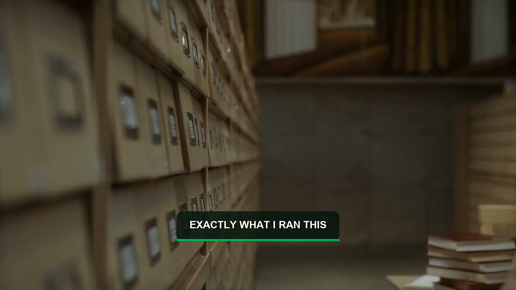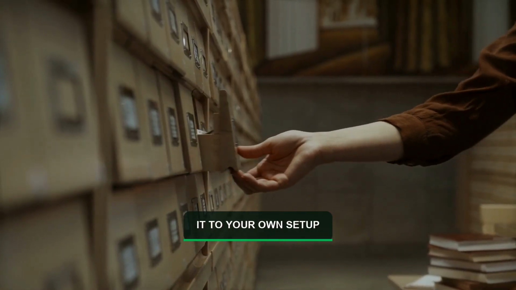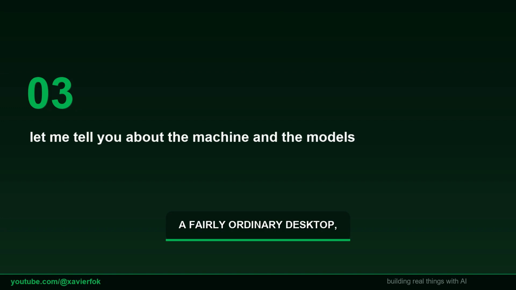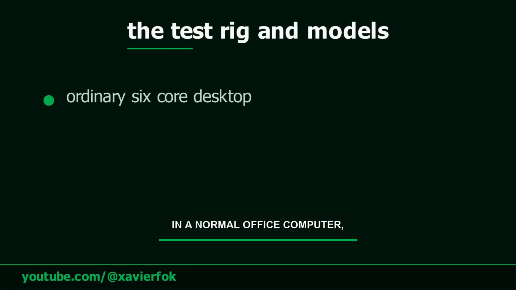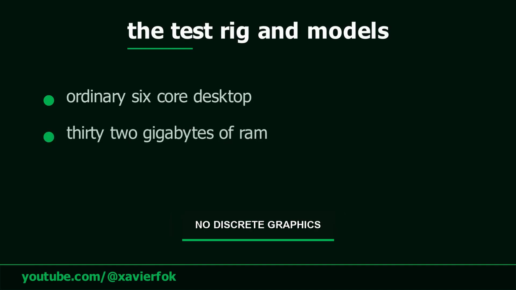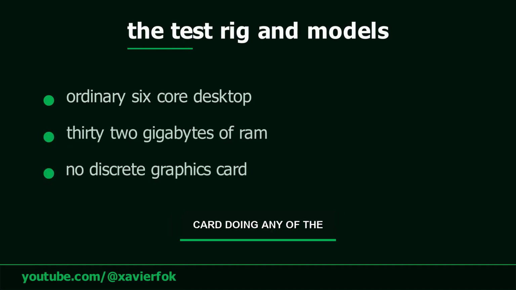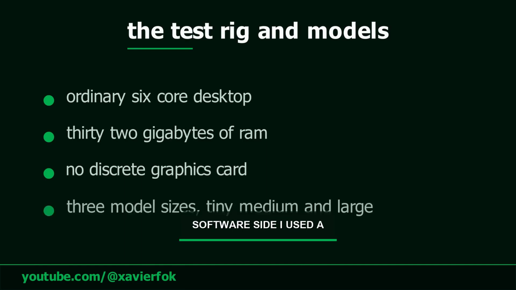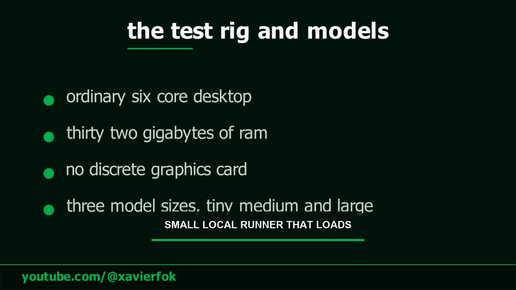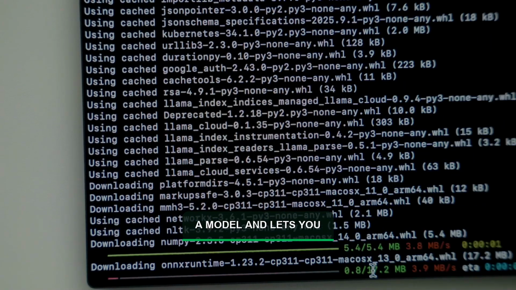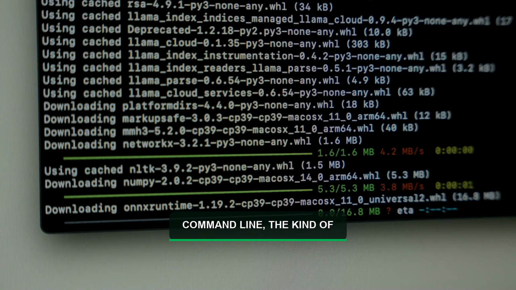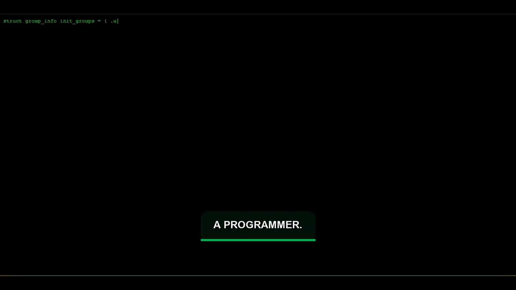Here's exactly what I ran this on, so you can map it to your own setup at home. A fairly ordinary desktop, nothing special, a recent 6-core processor, the kind you would find in a normal office computer, and 32 gigabytes of system RAM. No discrete graphics card doing any of the work at all. For the software side, I used a small local runner that loads a model and lets you chat with it from the command line. The kind of thing anyone can install in a few minutes without being a programmer.